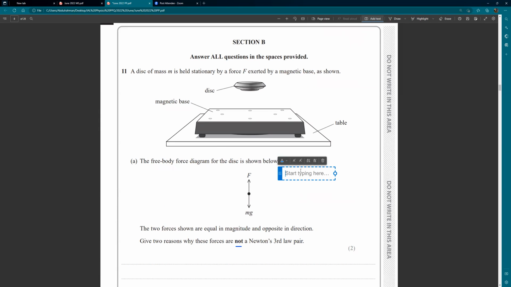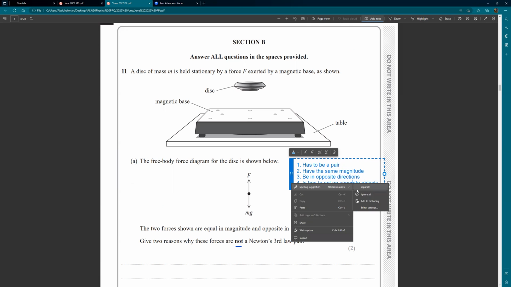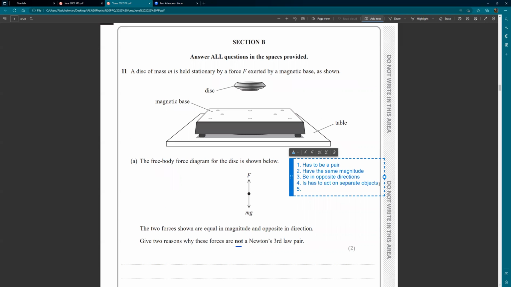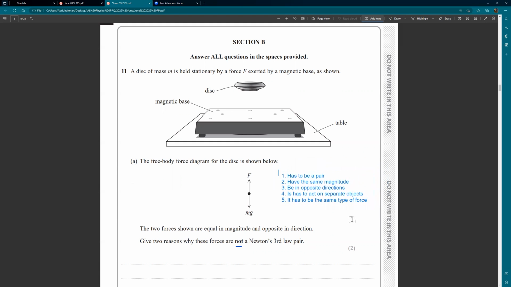So let's just do a quick recap of what are the conditions for a Newton's third law pair. Well, the first is it has to be a pair of forces, so two forces. The second, they have to have the same magnitude. The third, they have to be in opposite directions. The fourth is it has to act on separate objects. And finally, it has to be the same type of force. So let's have a look. Which of these does it satisfy and which does it not?